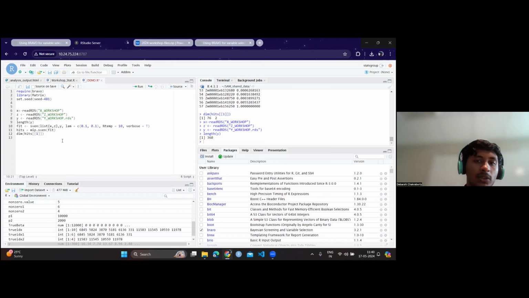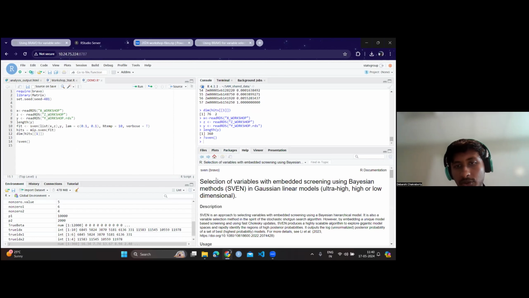So in SVEN currently, if you want to know, not the underlying mechanism, but how the SVEN function works in R, it's very easy to see the help page of R. You can just do a question mark, SVEN, and press Control Enter. By the way, Control Enter is a shortcut to run code in R. You can also use the run option here, or you can just do Control Enter.